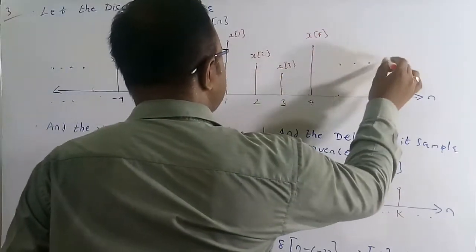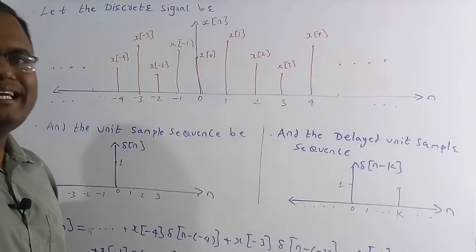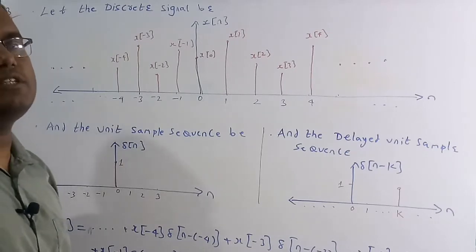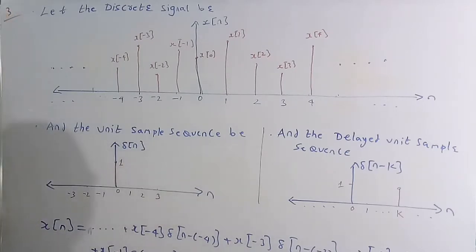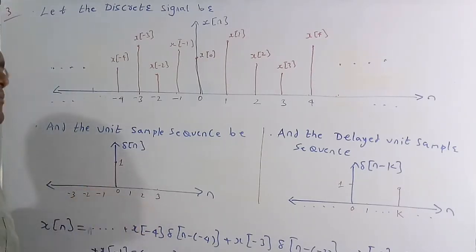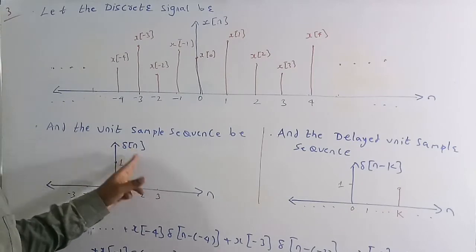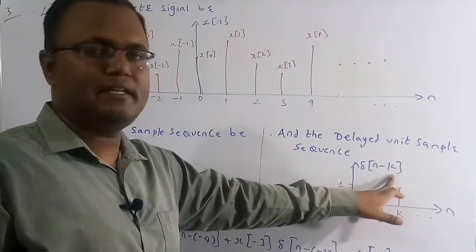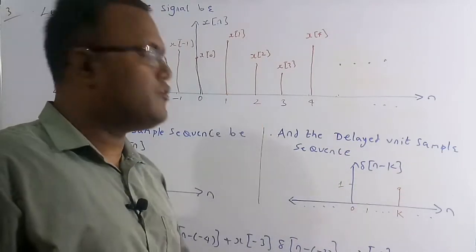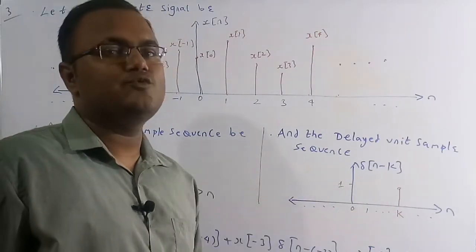Now this discrete time signal I need to express in terms of the unit sample signals or the delayed versions of the unit sample signals. The unit sample sequence, at n equal to 0 it has value 1, and at all other instants its value is 0. And similarly the delayed version of the unit sample sequence is delta of n minus k. At n equal to k only it has value 1, and at all other instants its value is 0.